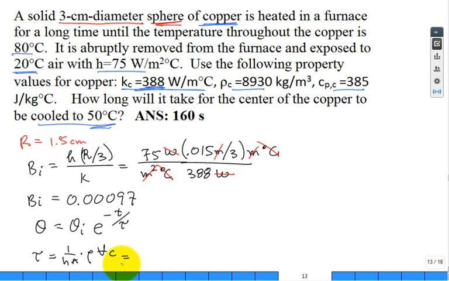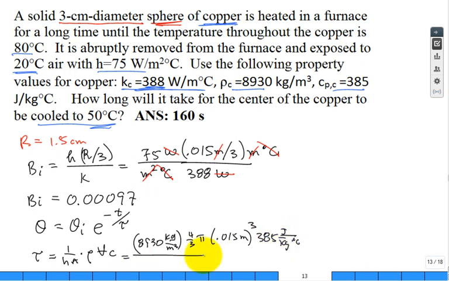All right. Let's put in some numbers. The density is 8930 kilograms per meter cubed. The volume, 4/3 pi r cubed, with r equal to 0.015 meter. Is that correct? Good. The specific heat, 385 joules per kilogram degrees C. Divide by the convection coefficient, 75 watts per meter squared degrees C. And then the area. What is the area? 4 pi times 0.015 meters squared. You could have simplified the volume to area ratio as just r/3. Could have done that too.